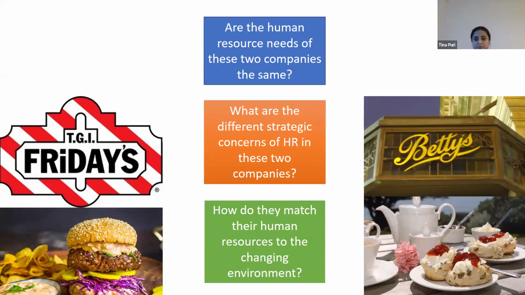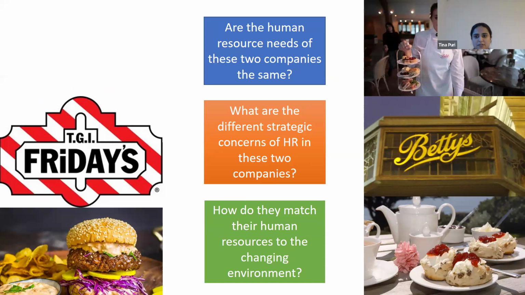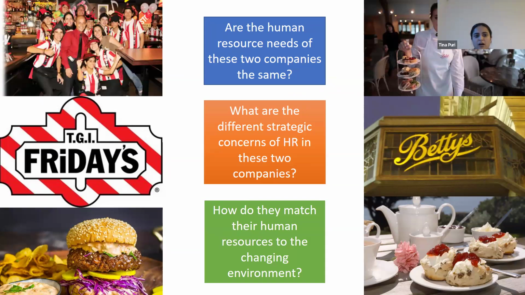And now we can see the examples of TGI Friday and Betty's. So are the human resources needed for these two companies the same? What are the different strategic concerns of HR in these two companies? How do they match their human resources to the changing environment? So these are the two different companies, and these are the questions which you have to think about.